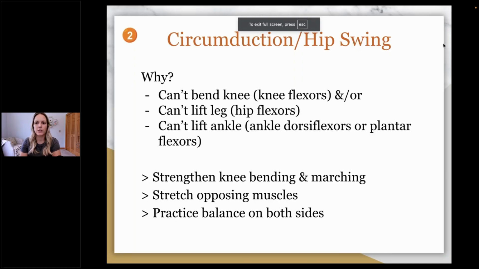Okay. You're welcome. So next is circumduction, or hip swinging. I'll demonstrate this in a second, but first let's talk about why this happens. It's basically when you swing your leg around to the side as you're walking. The most common reasons this is challenging are that you have difficulty bending your knee, which is your hip flexors, you can't lift your leg, and/or you can't lift your ankle.